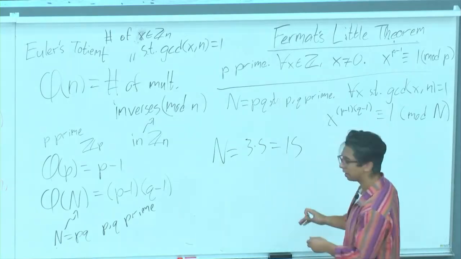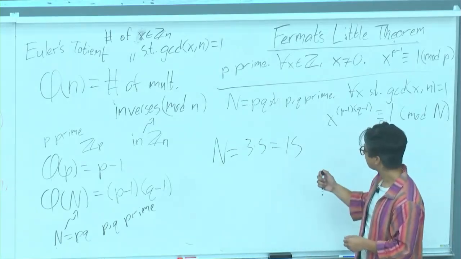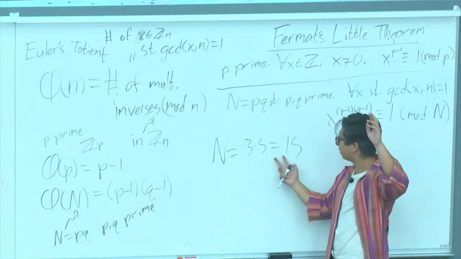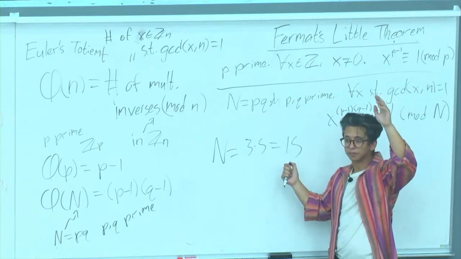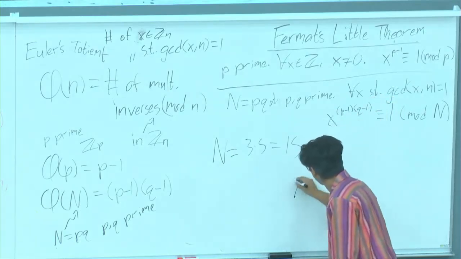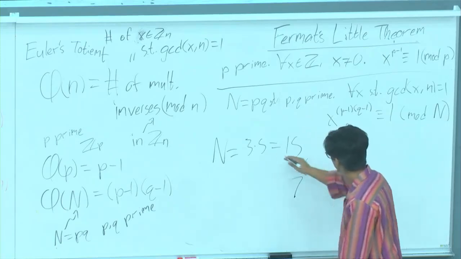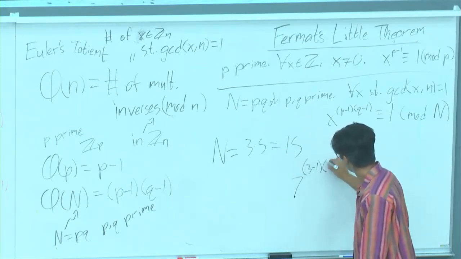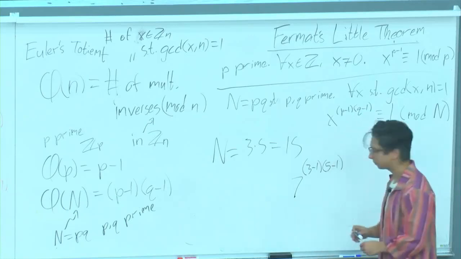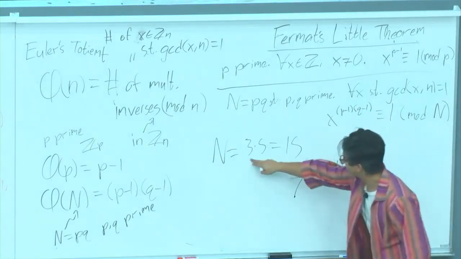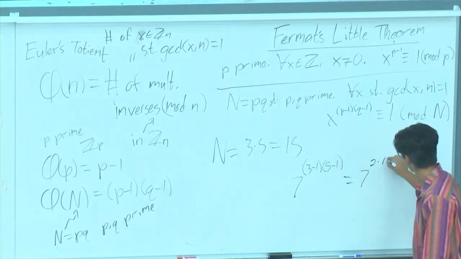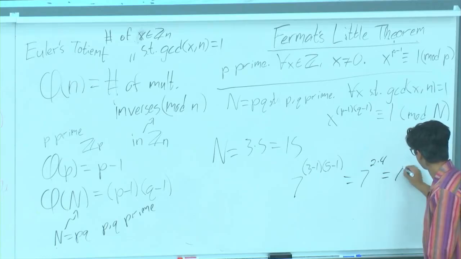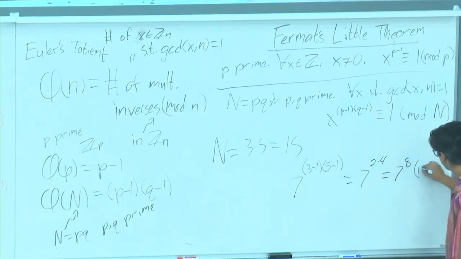And we want to see, can someone give me a number that's relatively prime to 15? Just any number. 7, great. So 7 to the p minus 1 times q minus 1. That's p, that's q. So we have 7 to the 2 times 4. So that's 7 to the 8. And what are we doing this by? We're doing this by mod 15.